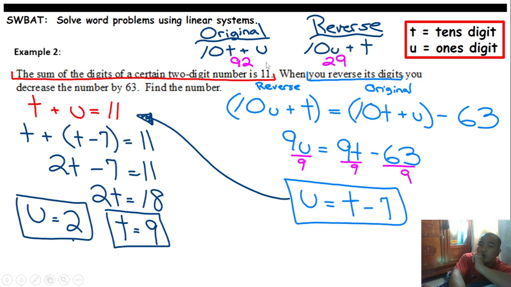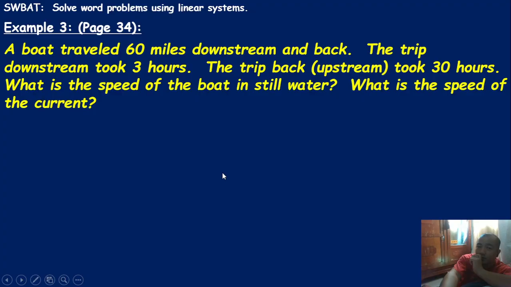Tama. You're going to reverse the original number. 92 is 29. Yes, it's equal to, 29 is actually 92 minus 63, right? So the tens digit is 9, units digit is 2.